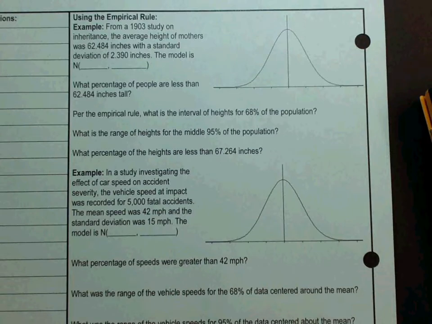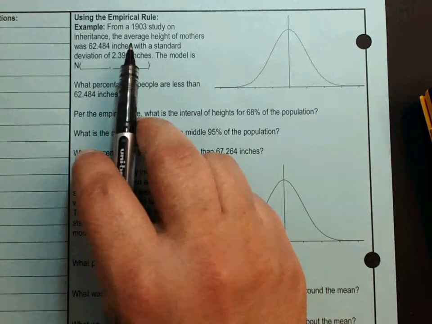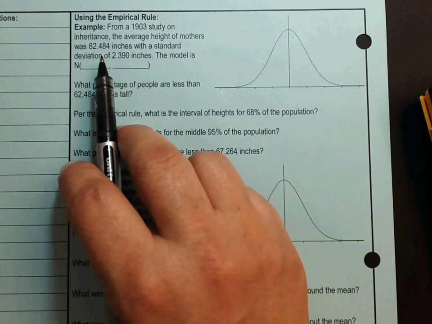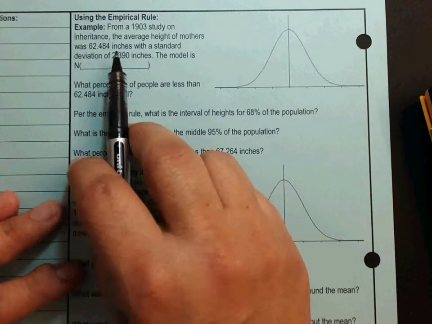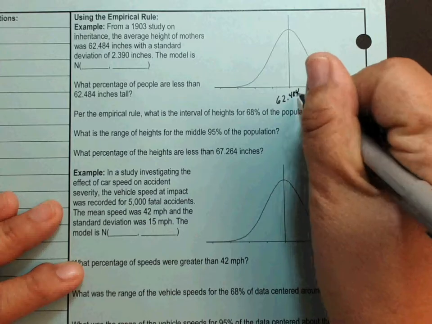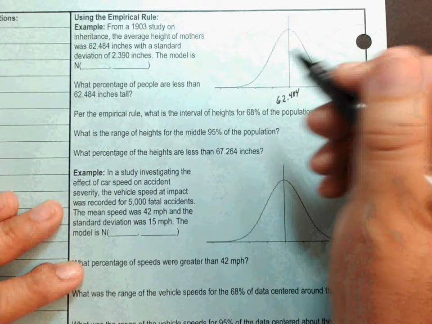Now we're going to start empirical rule. In this example, we have a 1903 study on inheritance. The average height of mothers was 62.484 inches. So that's the mean, 62.484, with a standard deviation of 2.390 inches.